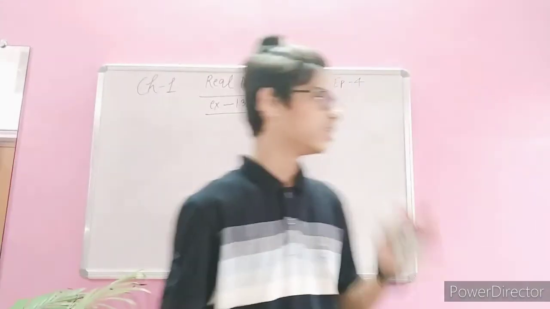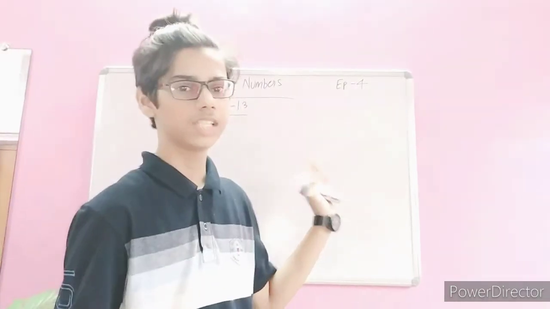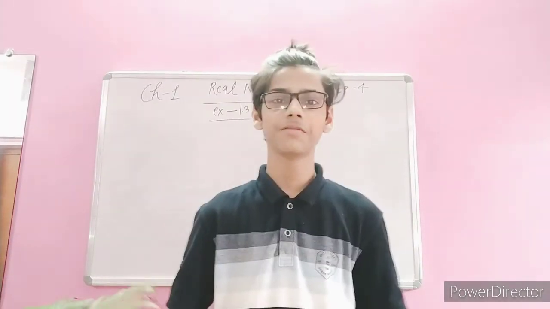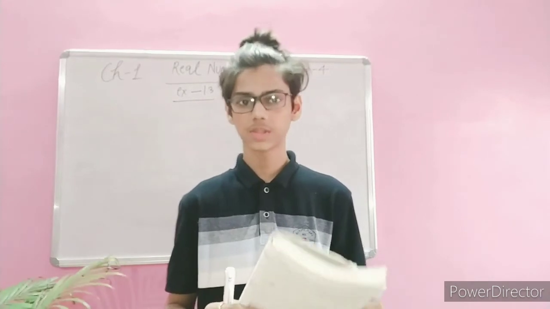So here is the next session of the chapter we have started, real numbers. This is episode 4, in which we are covering exercise 1.3 as well as exercise 1.4, because both are short exercises. So without wasting any further time, let us solve an example which is related to the exercise, which is root 2 is irrational. We have to prove that root 2 is irrational. So let's start.